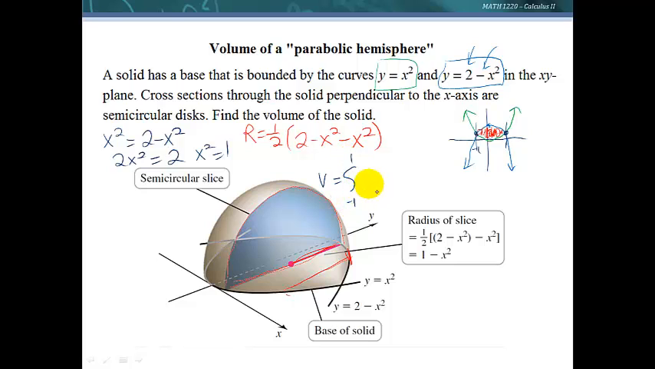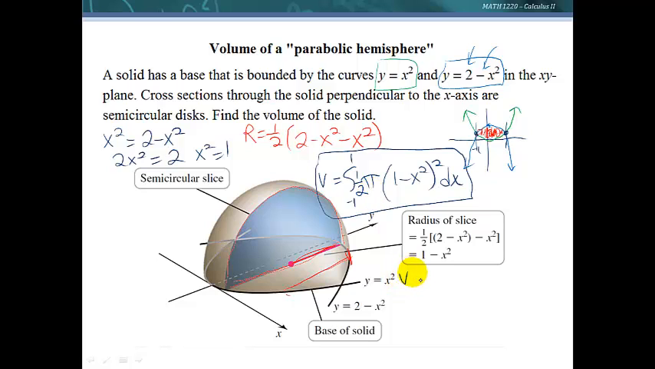And now we have the pi r squared, pi, and that's going to be (1 minus x squared) squared, and then multiplied by our little thickness dx. Oh, and I forgot one thing, because these are not discs, they're not complete circles, they are only half circles or semicircles, so I need a 1/2 in there. Now let's go ahead and see if we can compute this integral.